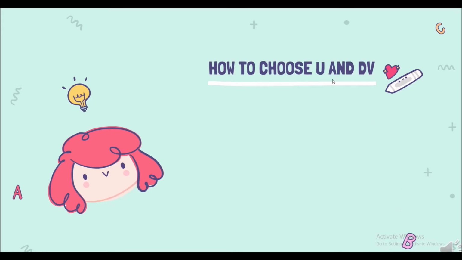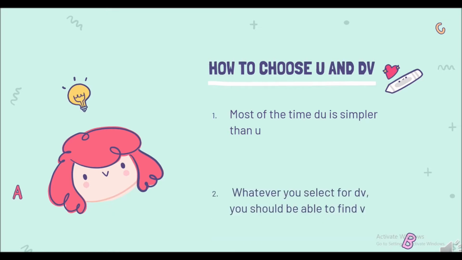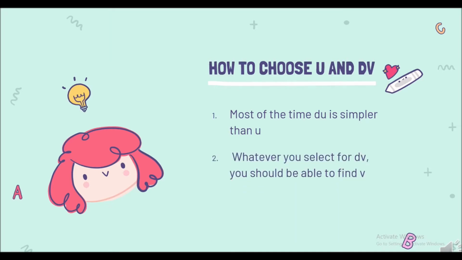How to choose u and dv? First, most of the time du is simpler than u. If you choose x squared to be u, then du is equal to 2x. Second, whatever you select for dv, you should be able to find its antiderivative v. And lastly, v should be simpler than dv most of the time.